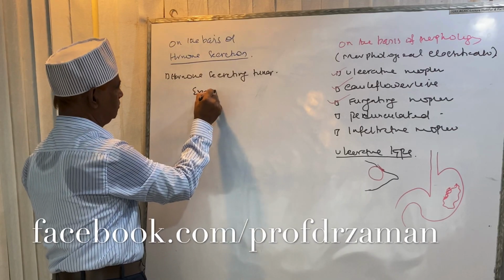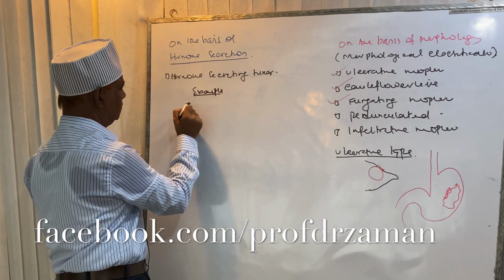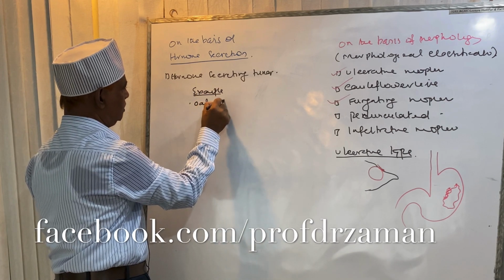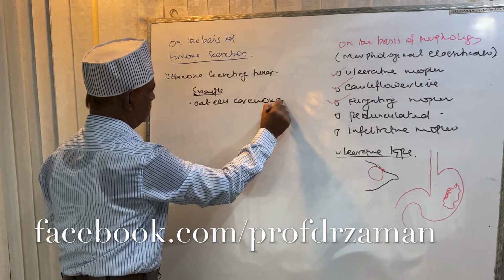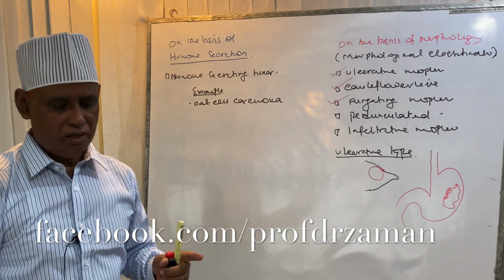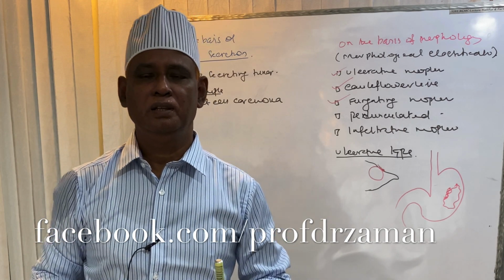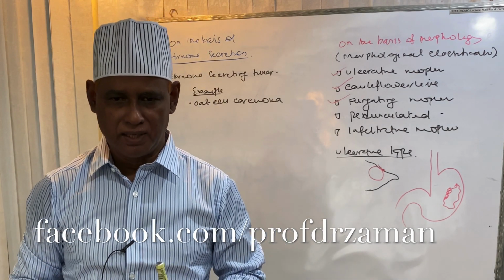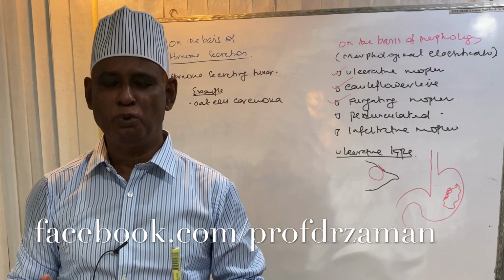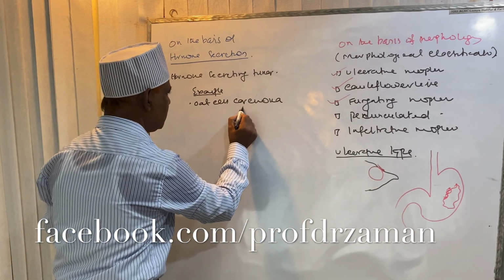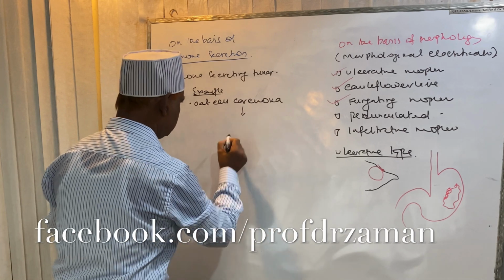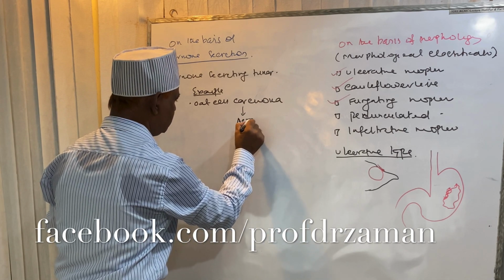Example, oat cell carcinoma. It is one of the small cell tumors of lung. It is one of the small cell bronchogenic carcinoma. This cancer or tumor secretes ACTH hormone.